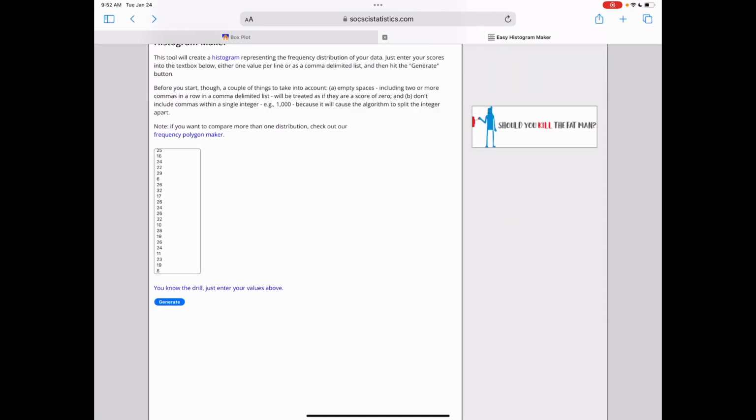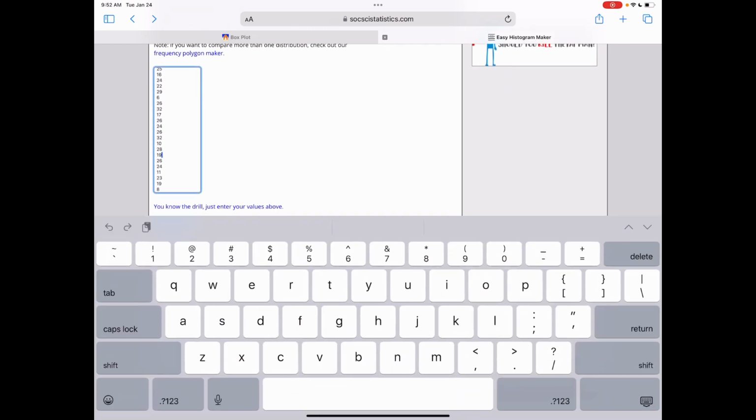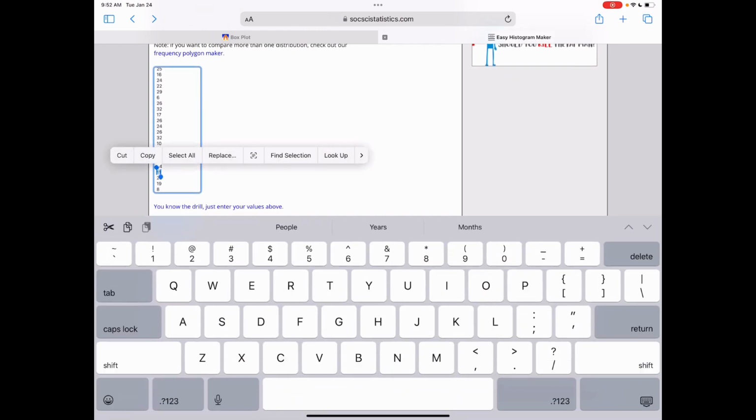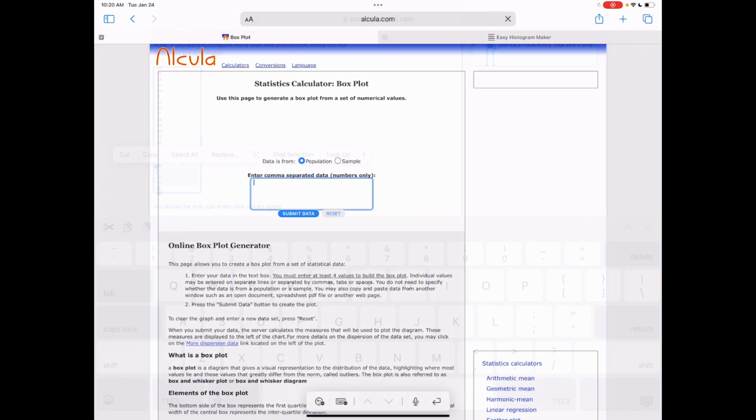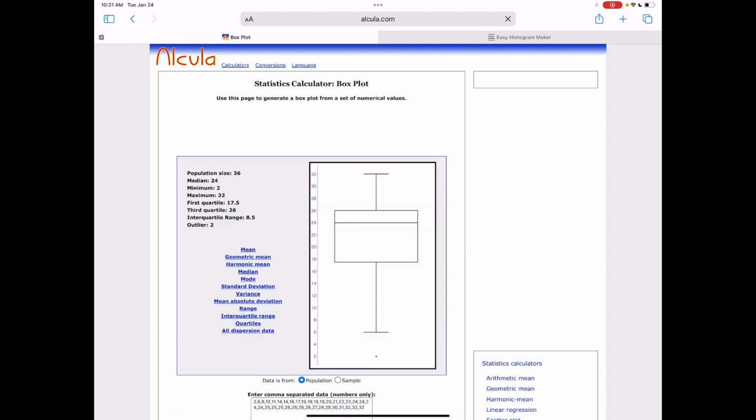So I'm going to go back and copy my data so I don't have to type it in again. So let me copy all that data. It is a lot of data to copy. And I go to my box plot generator and I paste it into here. I submit the data. And there you can see that it is definitely skewed to the left. If you remember that the smaller numbers are on the bottom of this box plot, skewed to the left.